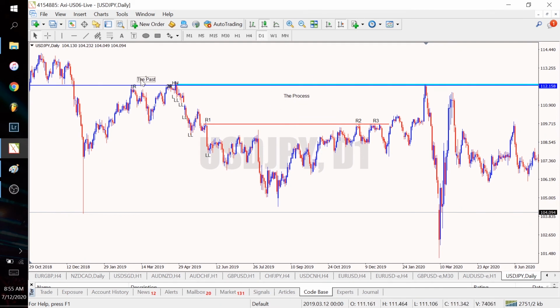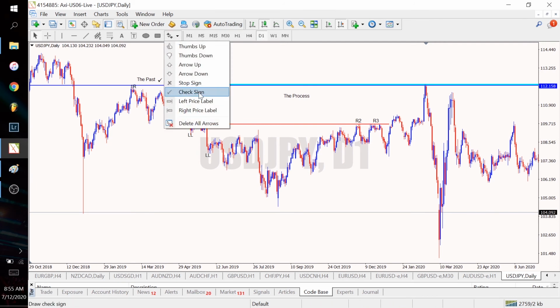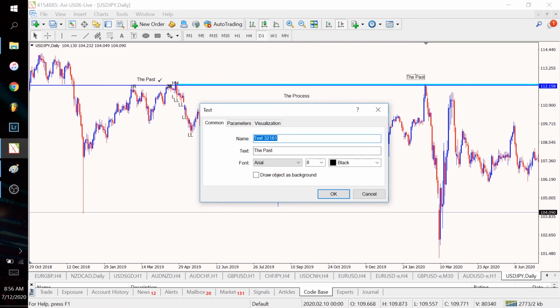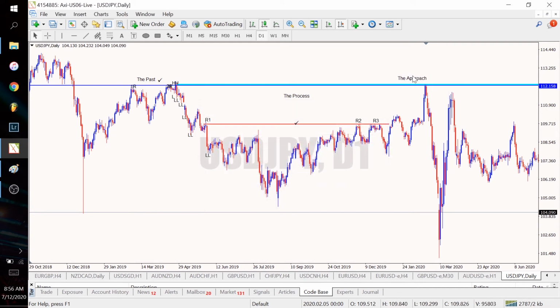So we have the process done, we have the past done. So let's give this a check. The past, the process. Now we want to look for the approach. So for the approach, what I want to see is a final fake out. Maybe we have a compression, maybe we have a small triple drive, rising wedge, falling wedge, ascending triangle. What else do we have? Or something like that. So our approach is also very important.